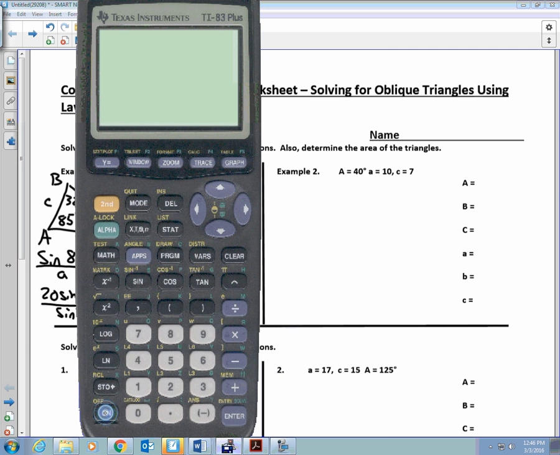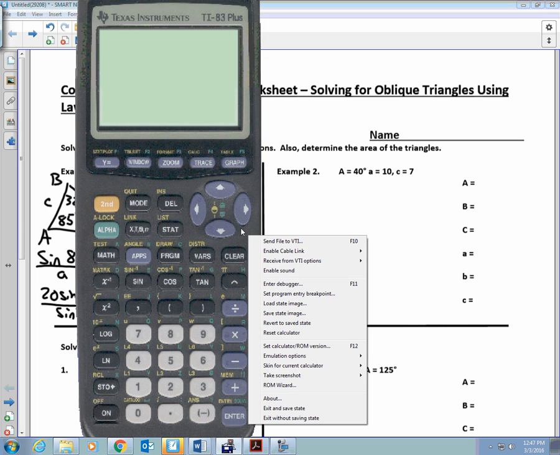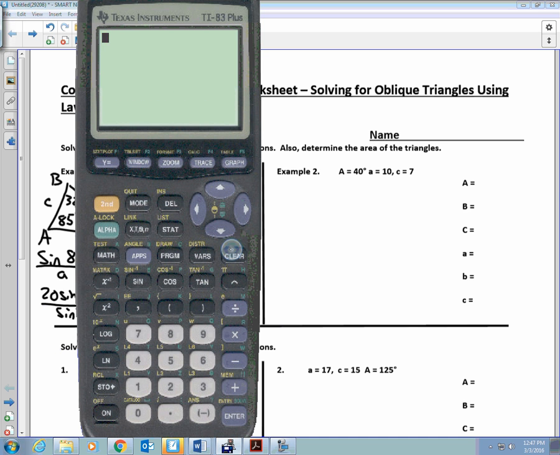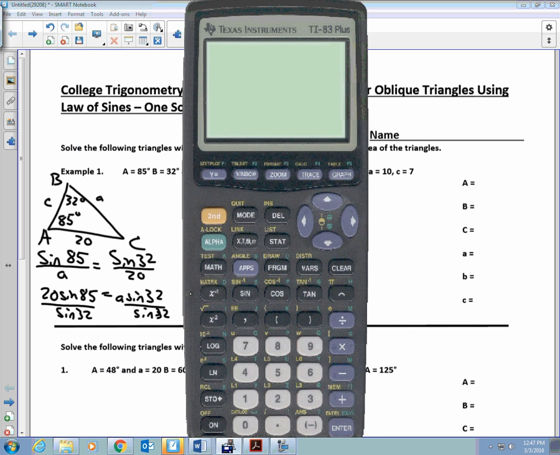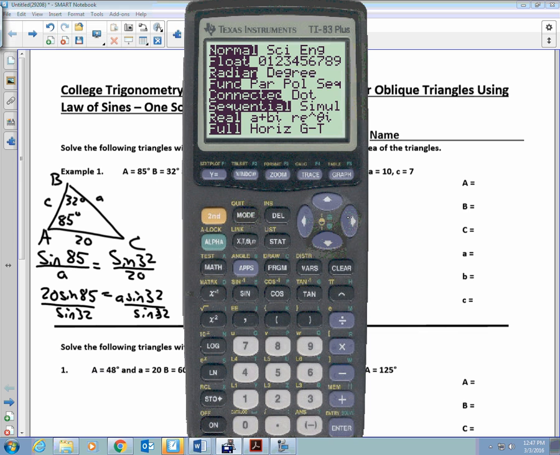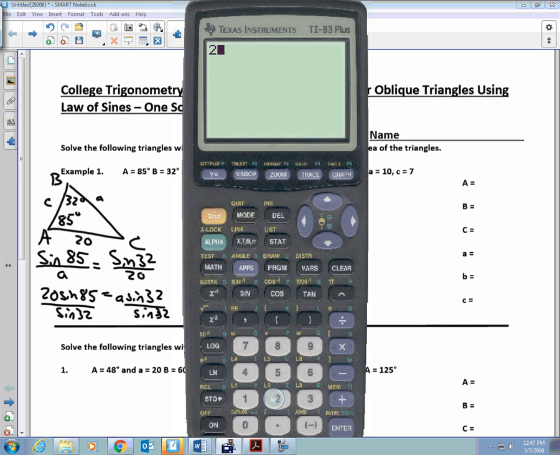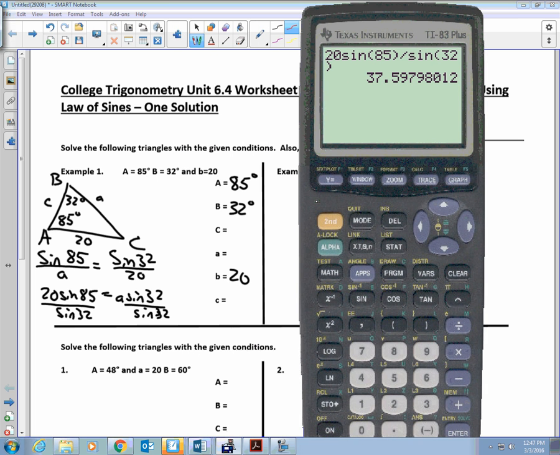Type it in my calculator. Stupid calculator. I've been waiting for somebody to send me a TI-84 emulator, and people say they have it, but nobody ever sent it to me. All right, so we give it a shot. 20 sine of 85, parentheses, divided by sine of 32. And I get 37.60. We're going to round to the nearest hundredth for this assignment.